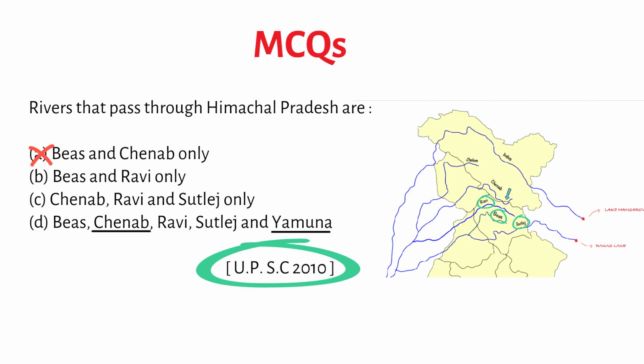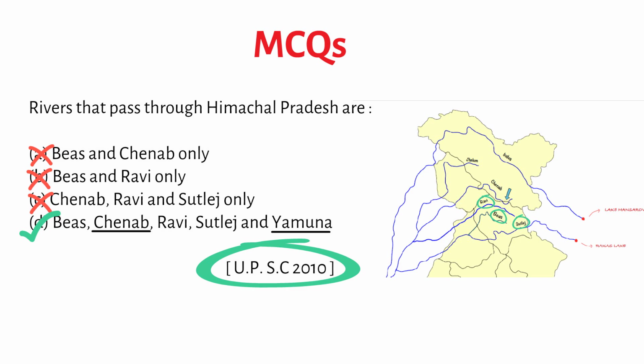Now let's look at the second option. Beas and Ravi only. But I know Ravi, Beas and Satluj absolutely flow from Himachal Pradesh. So this statement is also incorrect. Let's look at the third option. Chenab, Ravi and Satluj only. Again, I know Ravi, Beas and Satluj absolutely flow from Himachal Pradesh. So this option is also incorrect. Now 3 options have already been eliminated. Fourth option has Ravi, Beas and Satluj. I don't know about Chenab, I don't know about Yamuna. Three options are eliminated, and fourth option has Ravi, Beas and Satluj. So answer is option number D.